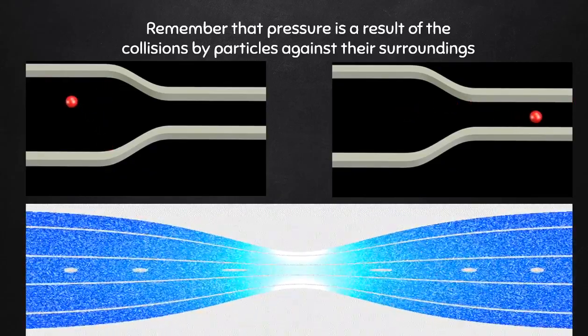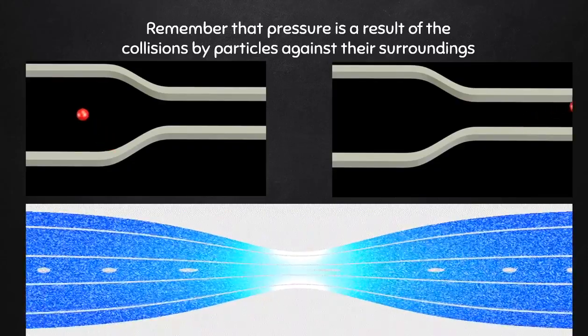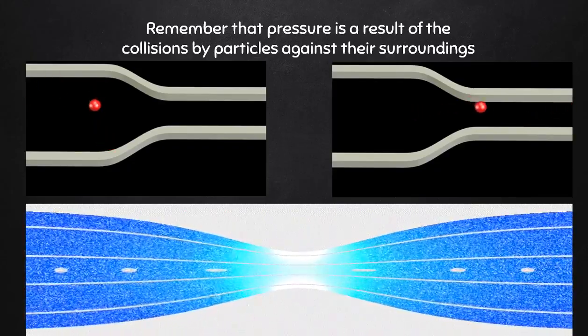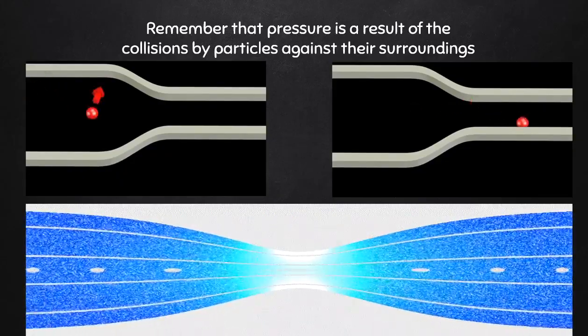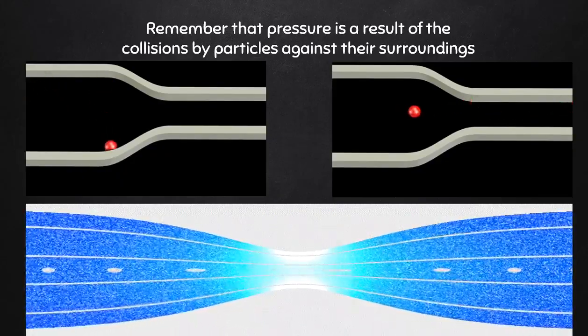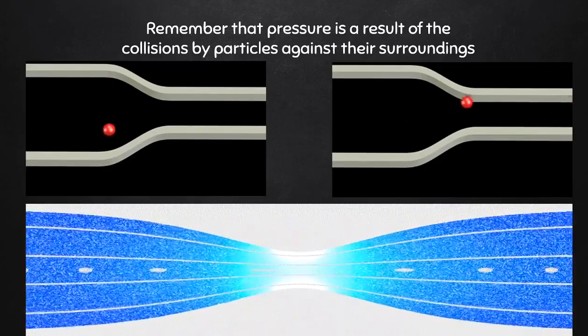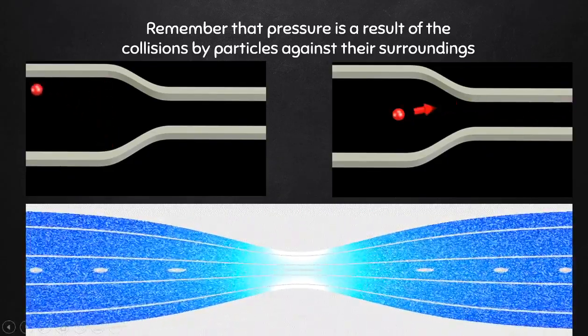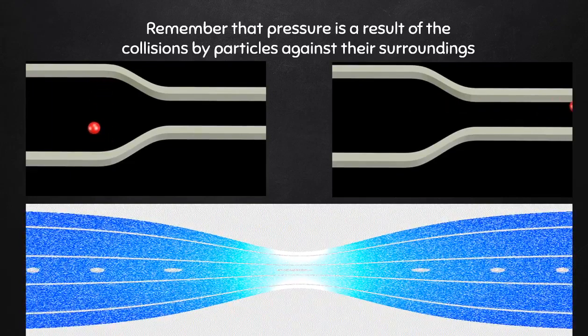Whereas if a particle is more likely to have a large component of its velocity that is parallel to the pipe wall, then the particle is more likely to enter the narrow section of the pipe. And this is why the pressure in this case drops the way it does.